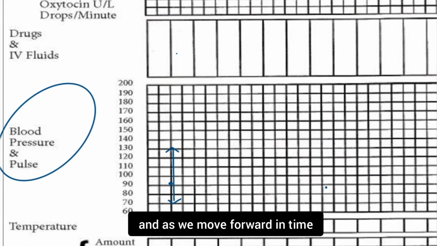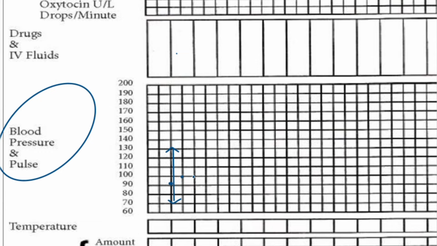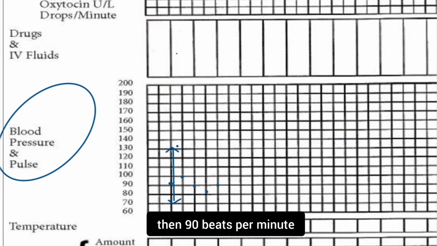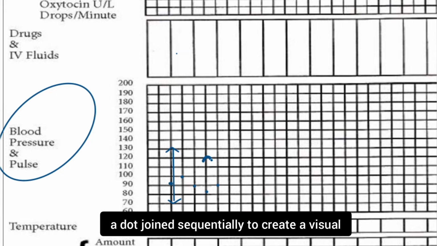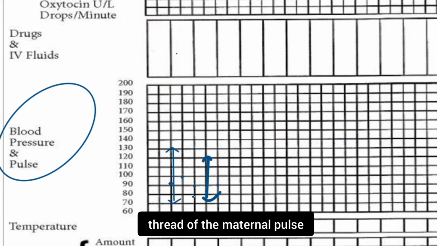And as we move forward in time, the pulse was next 100 beats per minute, then 90 beats per minute, 82 beats per minute, again 90 beats per minute, and each of these values is represented with a dot joined sequentially to create a visual thread of the maternal pulse.